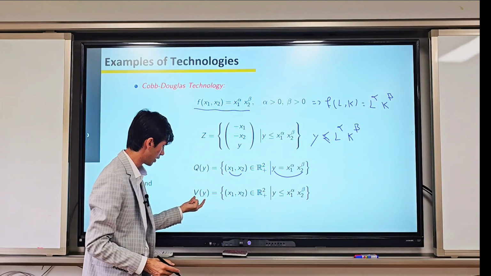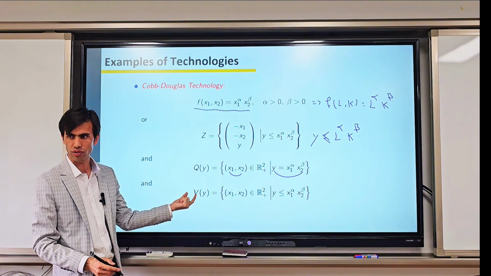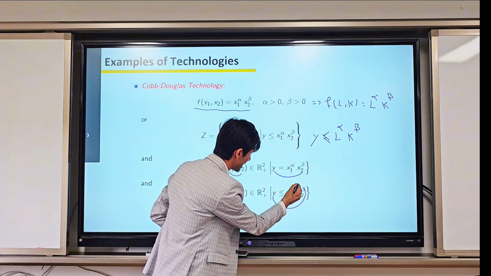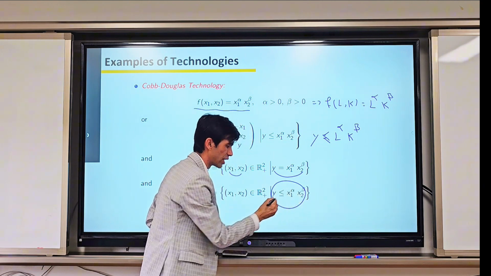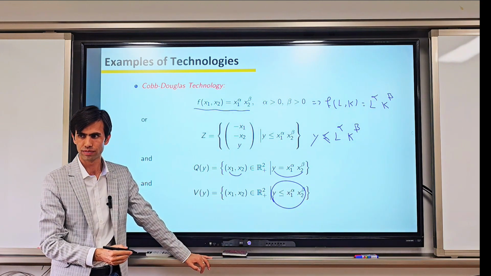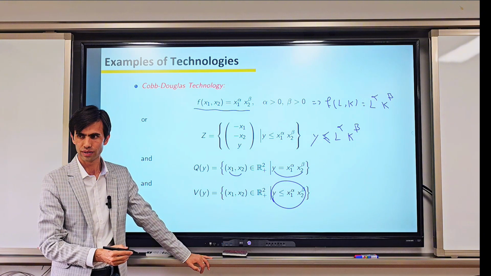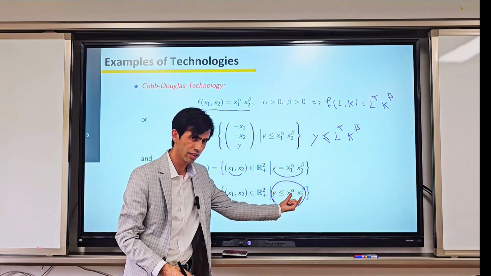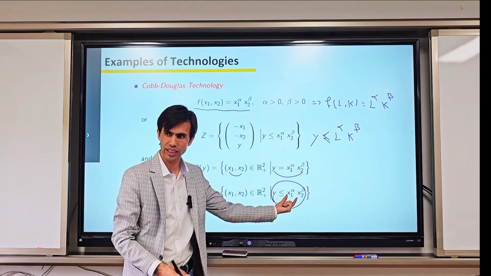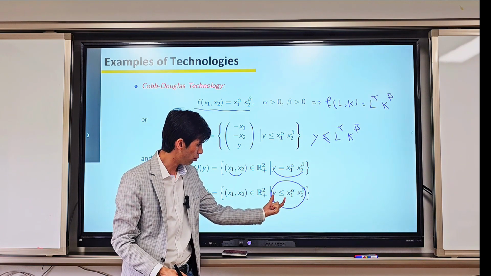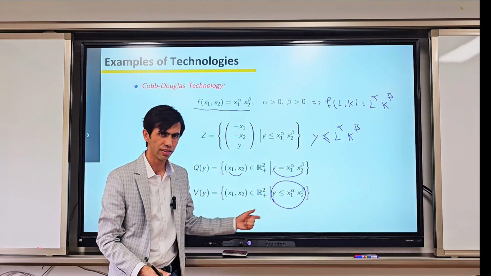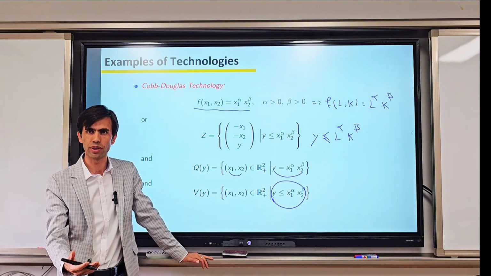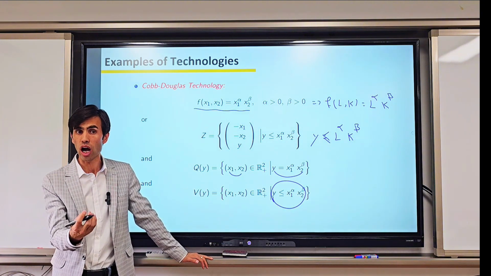And this is your input requirement set for the case of the Cobb-Douglas production function, which is y less than or equal to these different combinations. So it means we are combining different bundles of x1 and x2 either to get more than y or at least equal to y. We are not talking about less than y, because this y, for example, is your optimal output.